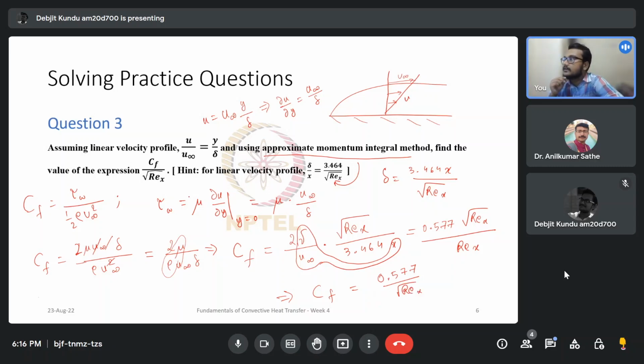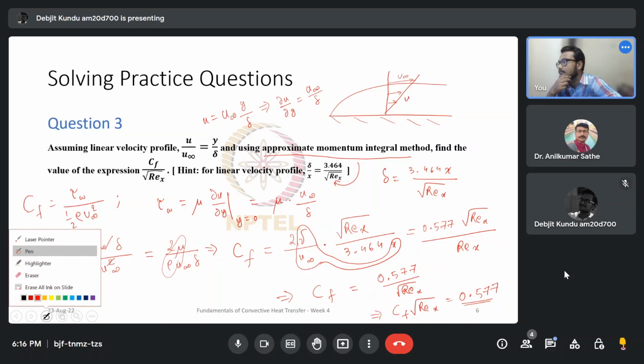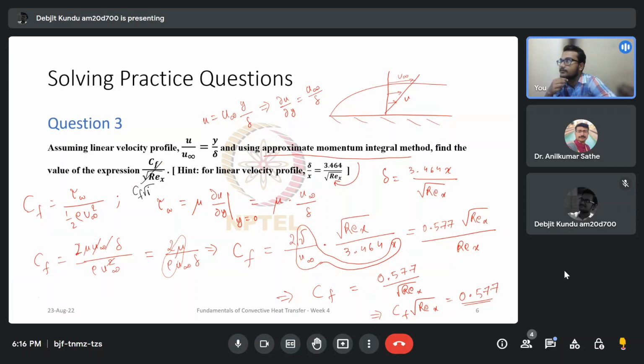Okay, so I think the question over here I have given wrong. So essentially this would boil down to Cf into under root Rex equal to 0.577, which is a numerical value, and this would be the answer. So let me correct the question. It won't be this, but rather find the expression for Cf into under root Rex. Okay, I'm sorry for the mistake.